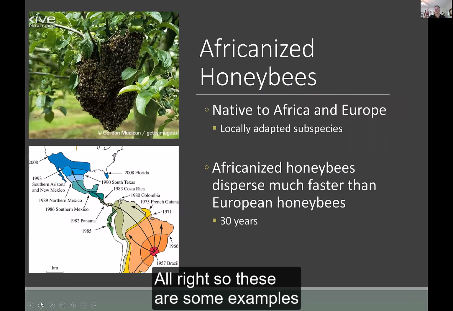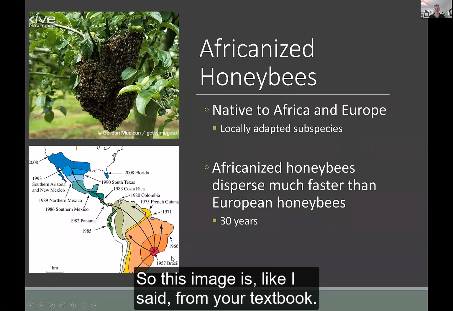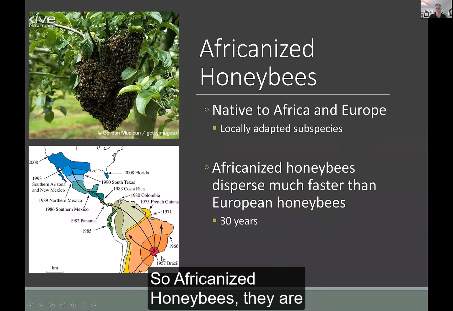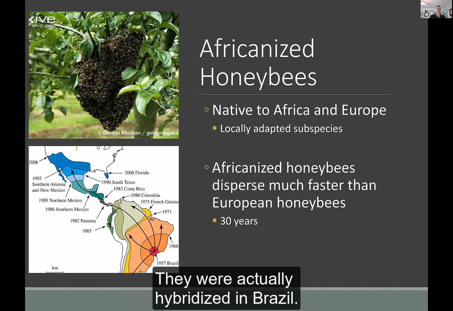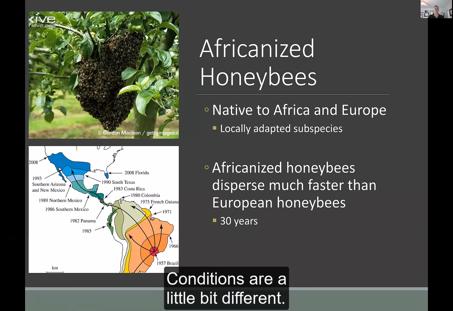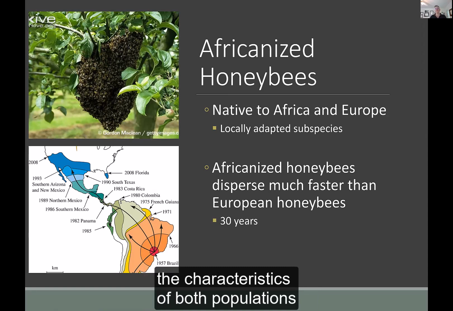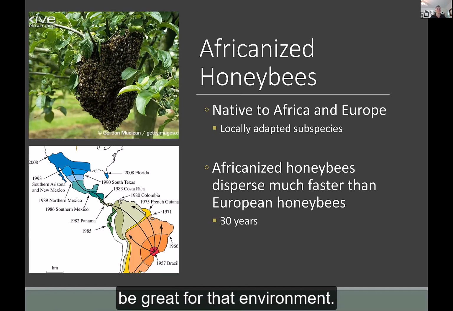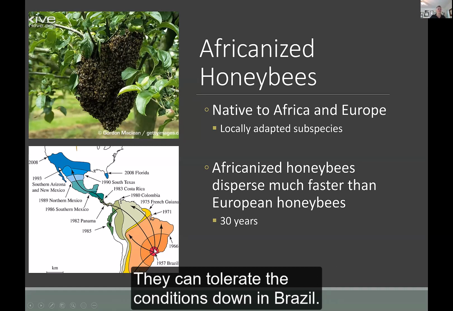All right, so just these are some examples that are in your textbook. So this image is, like I said, from your textbook. So Africanized honeybees, they are native to Africa and Europe. They were actually hybridized. In Brazil, conditions are a little bit different. So they were hybridized to basically take kind of the characteristics of both populations and kind of breed a new organism that would be great for that environment. And so what we found is they're great for the environment. They can tolerate the conditions down in Brazil.